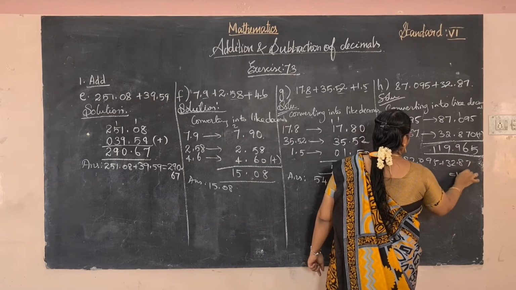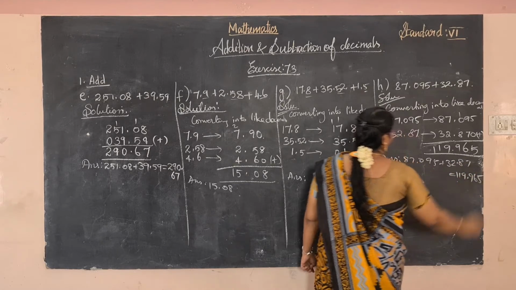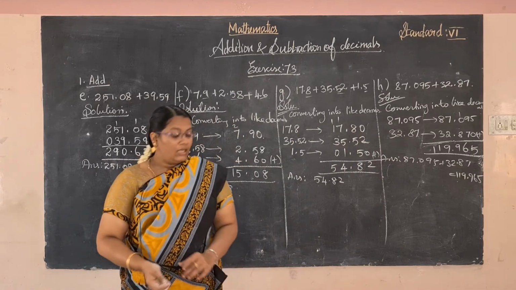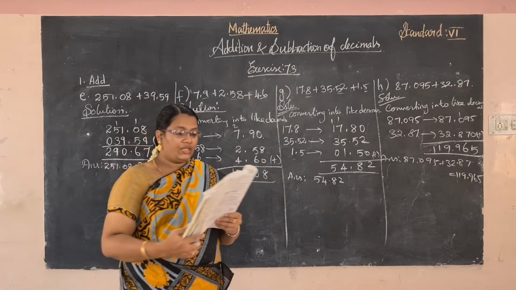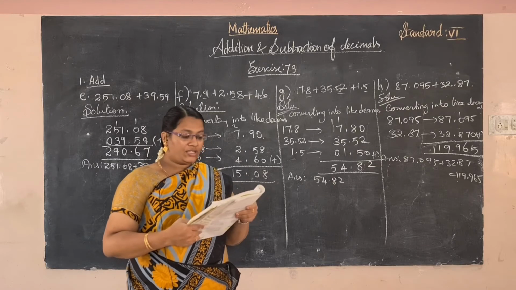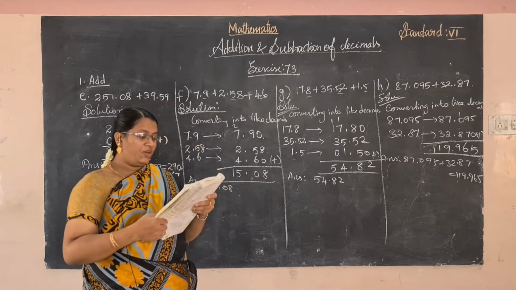Is equal to 119.965. Okay, right. Next is subtraction. I hope you all do that subtraction fully. Okay, now move to simplify the following.